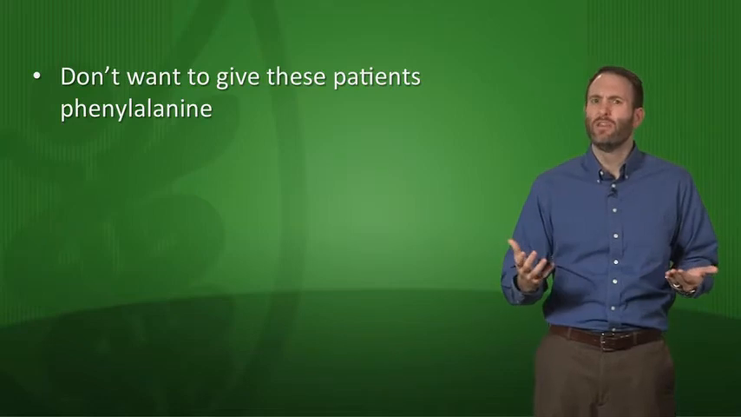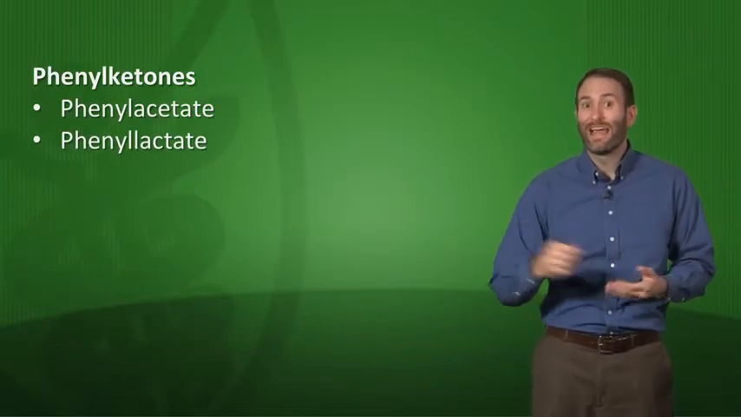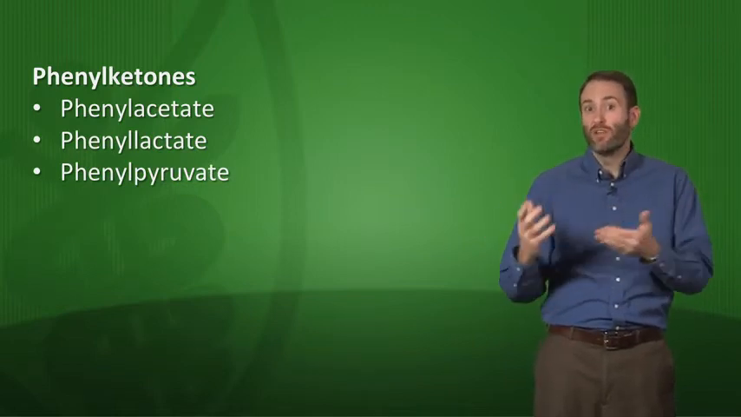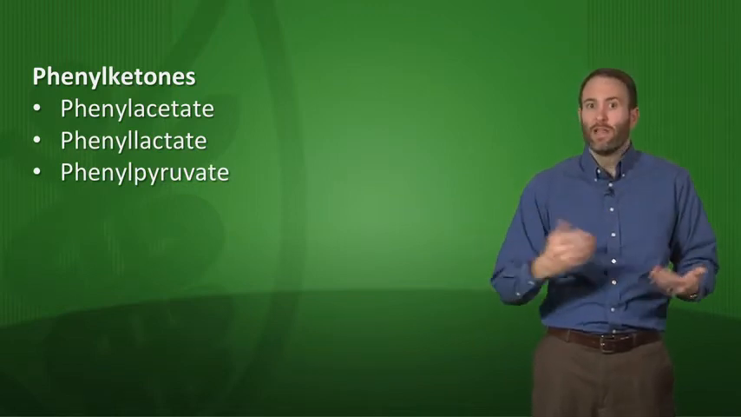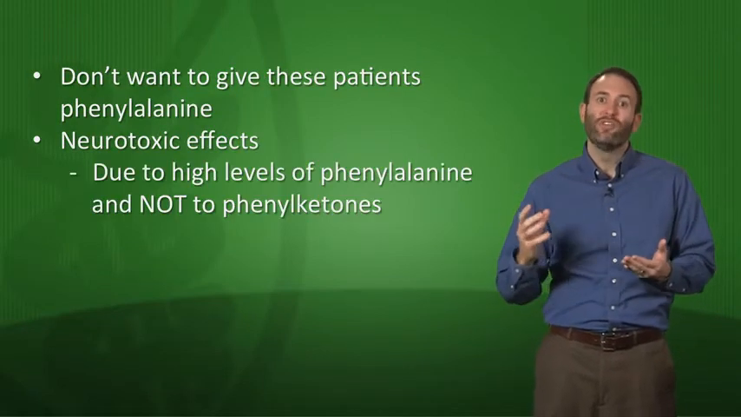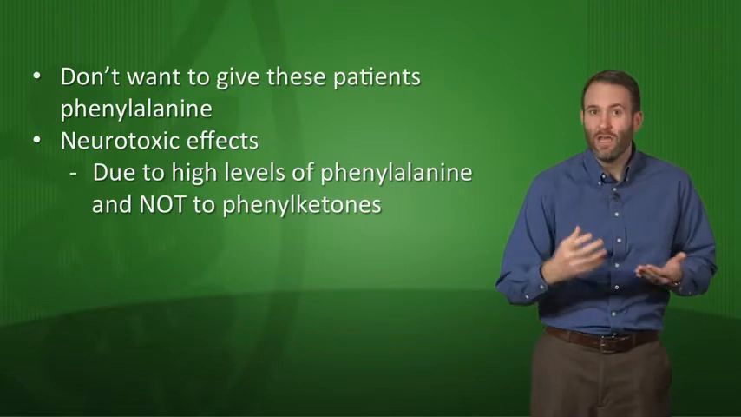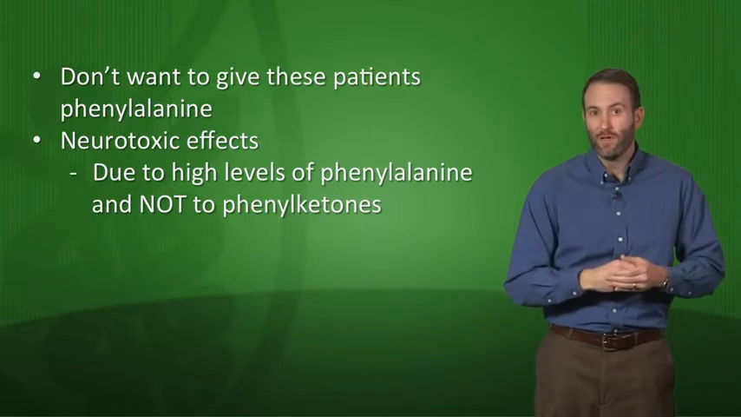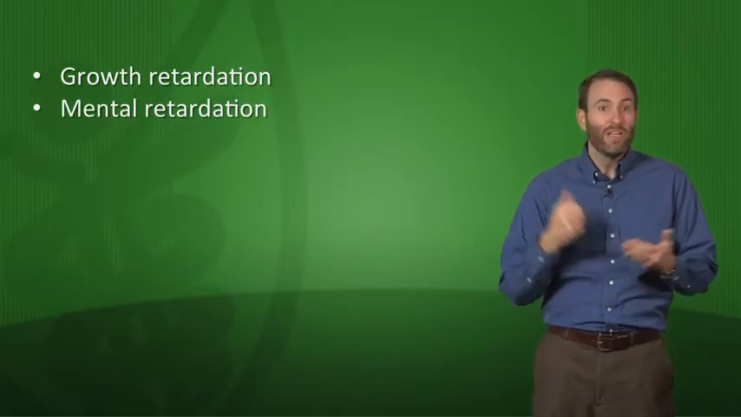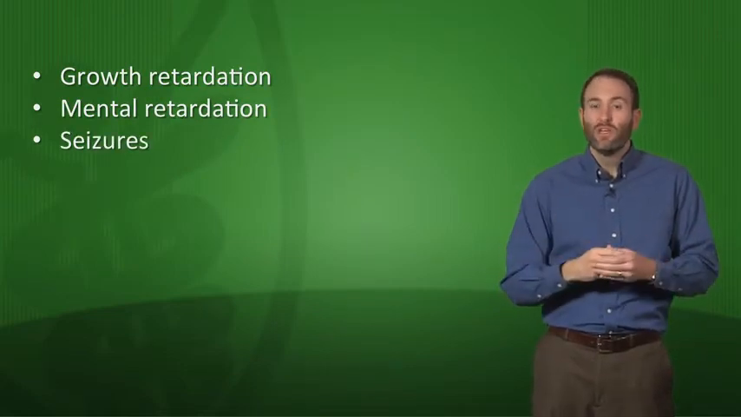So what are phenylketones? Well, phenylketones include phenylacetate, phenyllactate, and phenylpyruvate. So with PKU, these phenylketones build up when you intake a lot of phenylalanine. But realize that the neurotoxic effects are actually related to the high levels of phenylalanine and not to the phenylketones themselves. And as a result, this can cause growth retardation, mental retardation, seizures, fair skin.